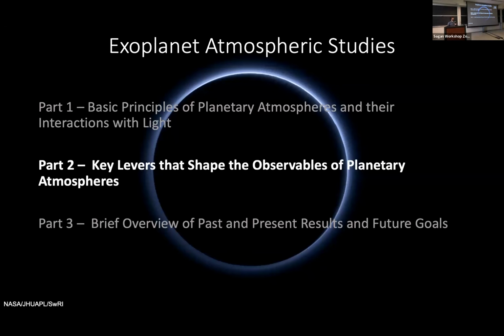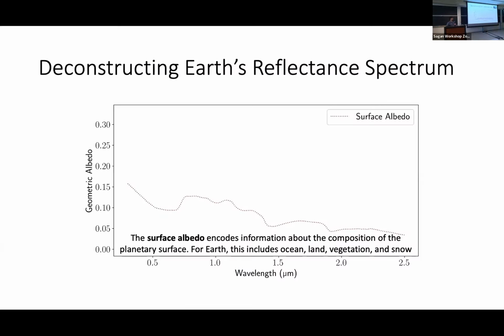All right. So that was a really high-level, brief overview of the basics. And now we're going to jump into key levers that shape the observables of planetary atmospheres. We're going to start here with the reflected and then the emission spectrum of Earth to build intuition for a planet where we intimately know the surface conditions and the temperature regimes. Then we'll take a step back and generalize some of the things to different planetary contexts, including giant planets. So we're going to deconstruct Earth's reflectance spectrum.